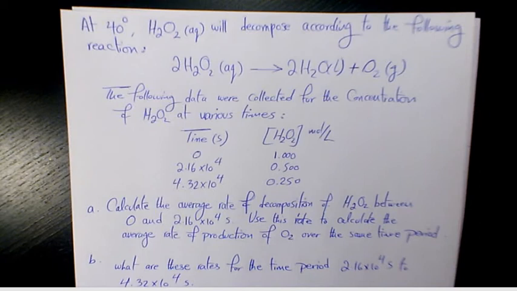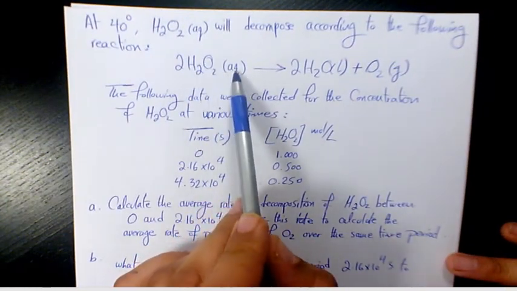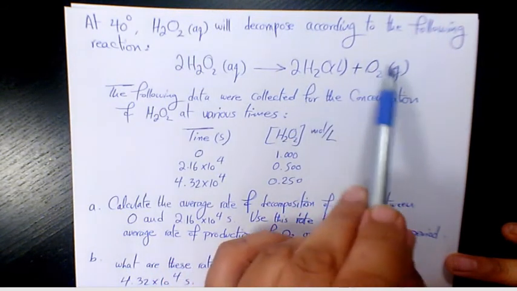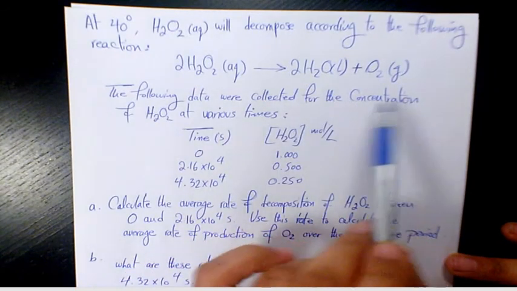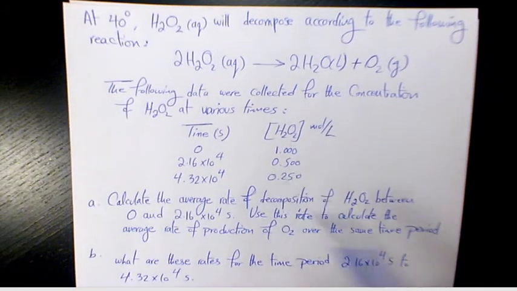Now in this example it says at 40 degrees H2O2, which is the hydrogen peroxide, will decompose according to the following reaction. So 2 H2O2 in aqueous phase is going to be decomposed to 2 molecules of H2O in liquid phase plus O2. The following data were collected for the concentration of H2O2 at various times. So at 3 different times we have 3 different concentrations of H2O2, and as you see here over time the concentration of H2O2 is reducing, and that makes sense because H2O2 in this reaction is a reactant.